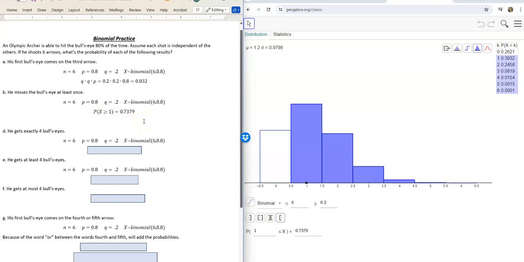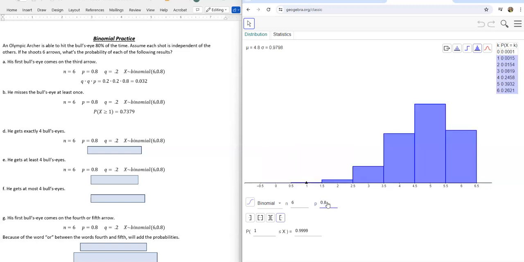We're talking about greater than when we talk about at least. Okay, here's one where he gets exactly 4 bullseyes. And these probabilities tell you the exacts. So exactly 4 is, we want to make sure we put in 0.8, because now we're talking about getting the bullseye. That's different, right? But the other one was about missing. So we need to make sure that we put in that.